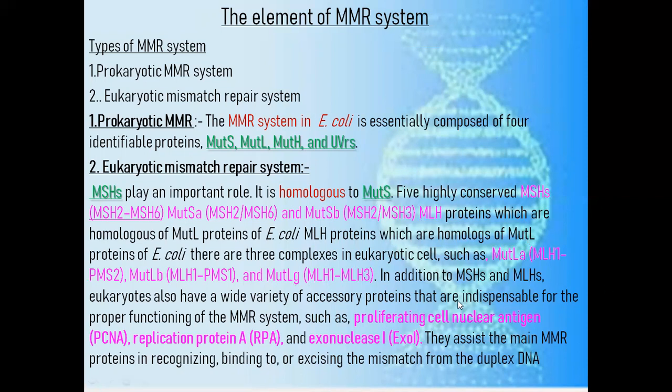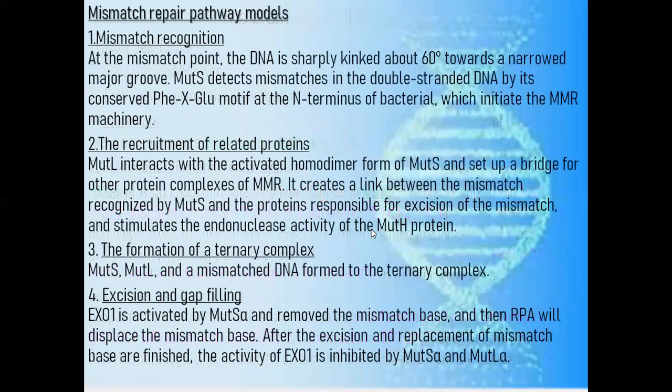In addition to MutS homologs and MutL homologs, eukaryotes also have a wide variety of accessory proteins which are dispensable for the proper functioning of MMR systems, such as proliferating cell nuclear antigen, that is PCNA, and replication protein A and endonuclease 1. These assist the main MMR proteins in recognizing, binding to, or excision of the mismatch from the duplex of DNA. So how does this repair pathway work?